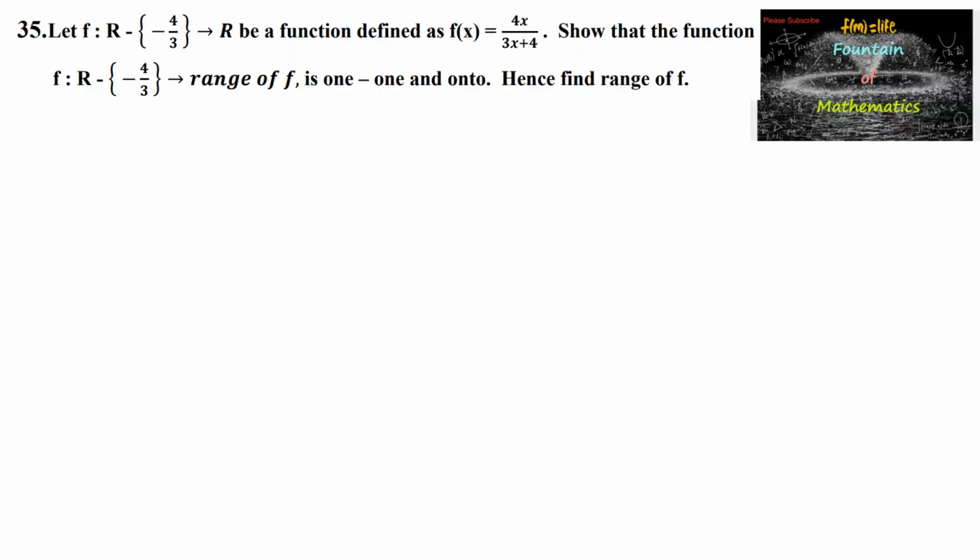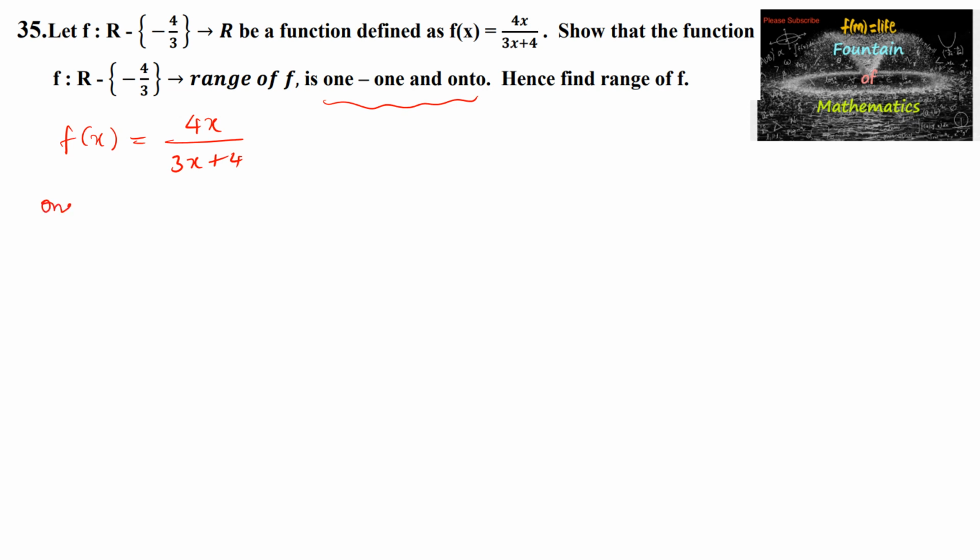Let f from R minus -4 by 3 to R be a function defined as f of x is equal to 4x upon 3x plus 4. Show that the function f is 1 to 1 and onto, and hence find the range of f.